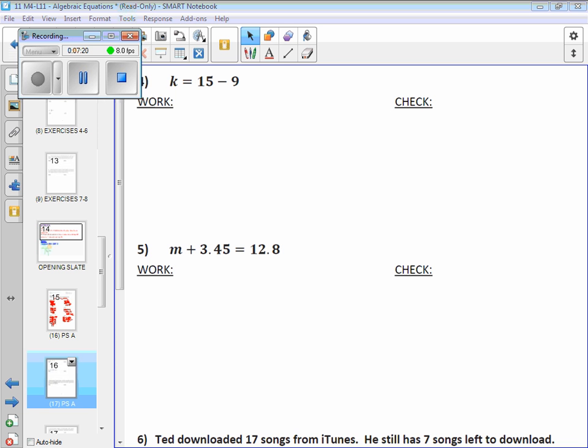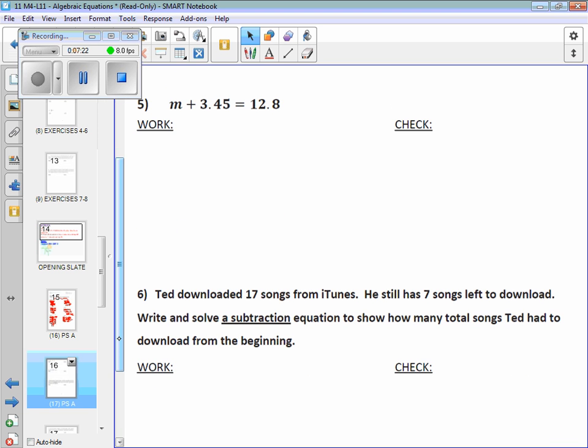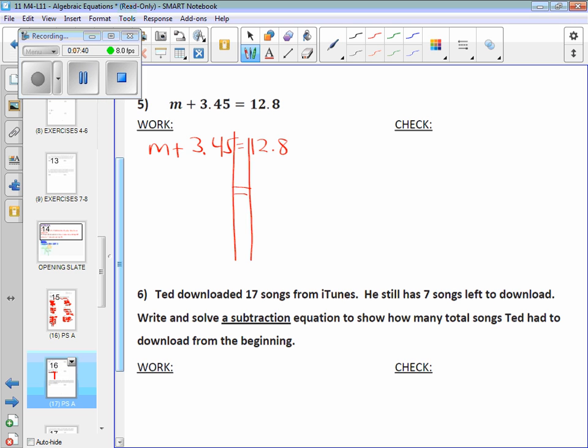So let's go to 5. Let me do 5 because then I'll give you an opportunity for 6 and 7. All right, here we go. I'm going to start out by writing the original equation like we always do. I'm going to make my tracks. So start there as always.